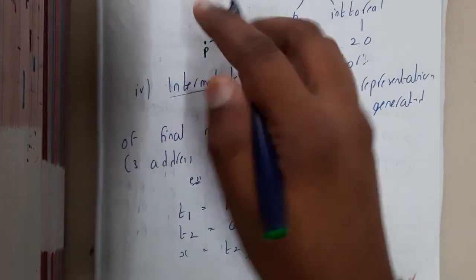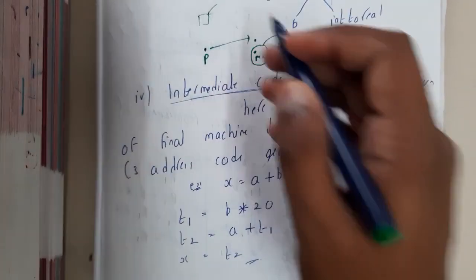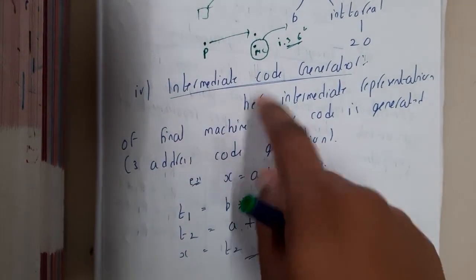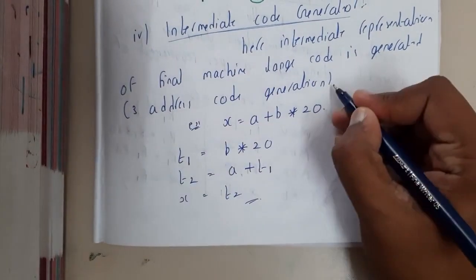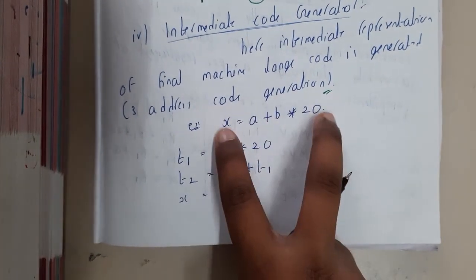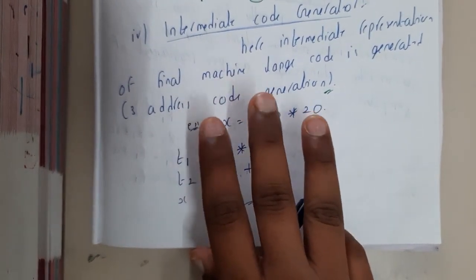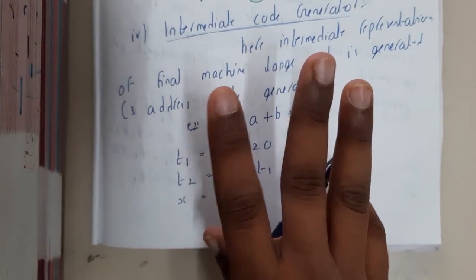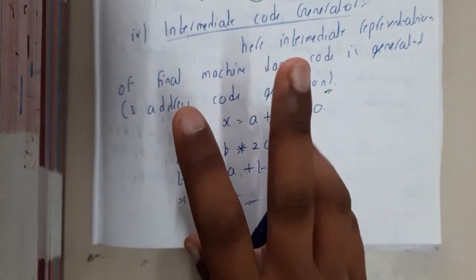That is the reason why we follow a standard representation, nothing but the intermediate code, and that representation is nothing but three address code generation, guys. Any kind of statement you will represent in terms of three addresses only: the first argument, the second argument, and the result storage.